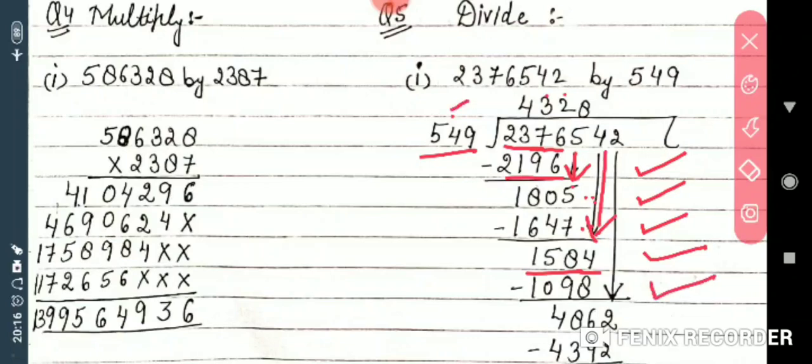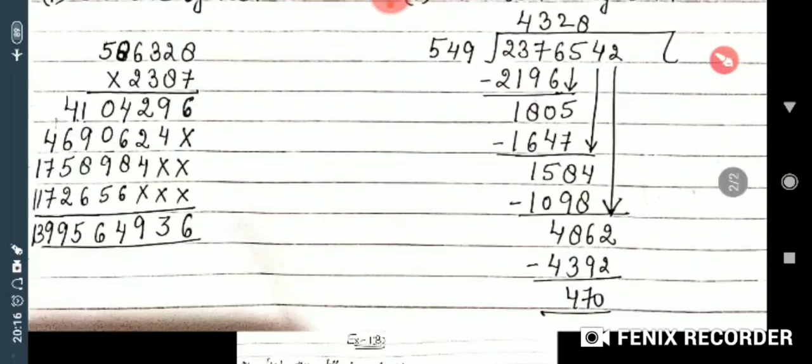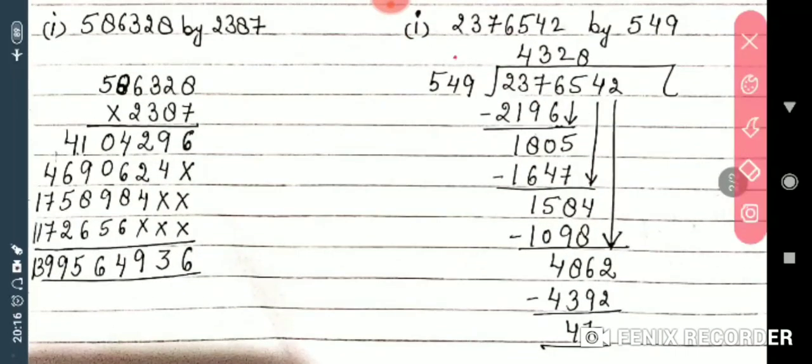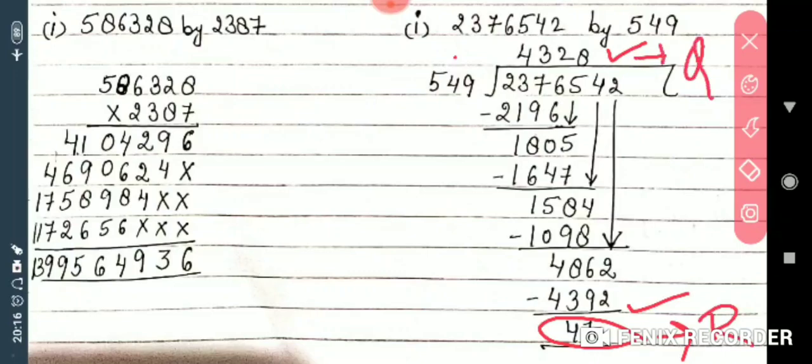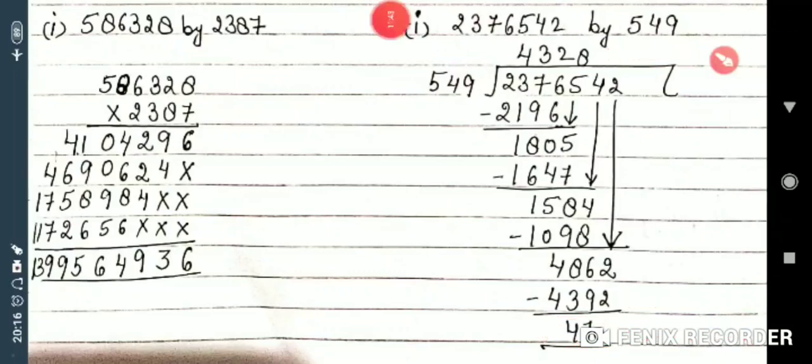We will get 1098. Then we will subtract 1098 from 1584. We will get 486. Then we will multiply 549 by 8 and we will get 4392. And what will remain? 417. So this will be the remainder. And what is this? This is the quotient. So easily you can solve. Thank you.